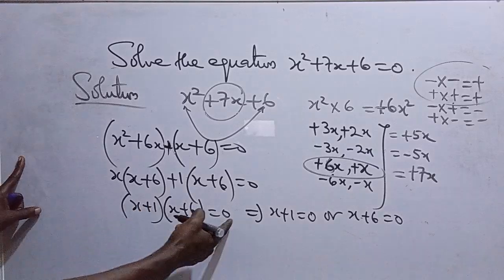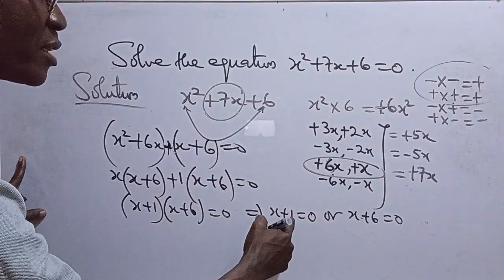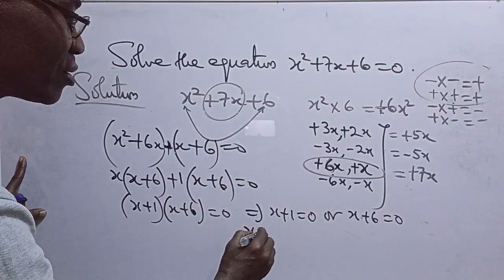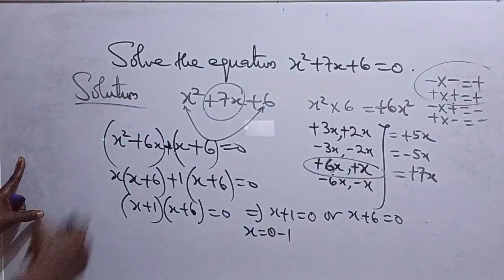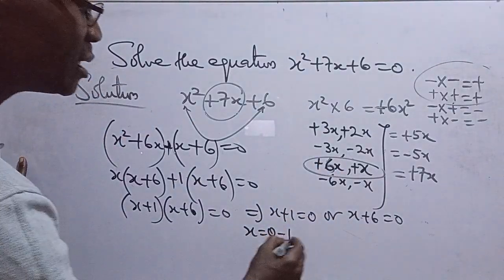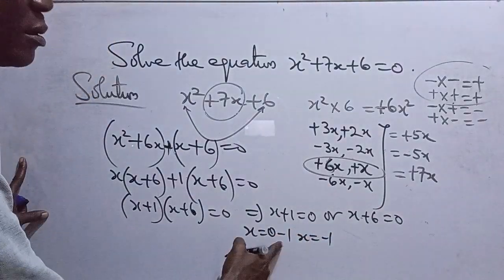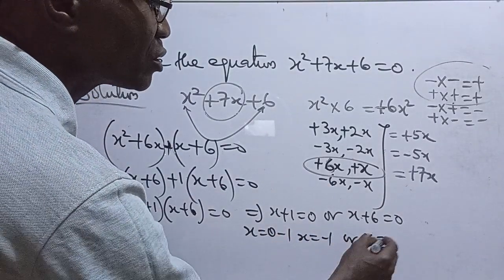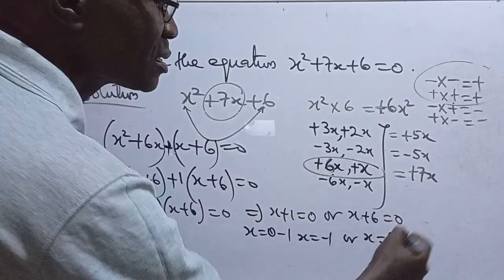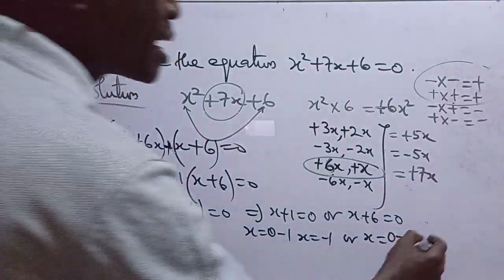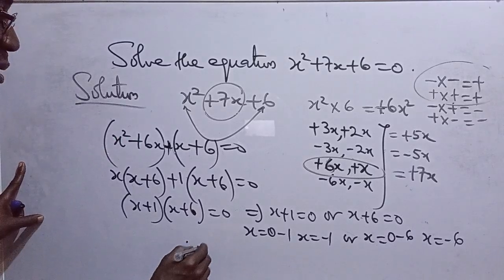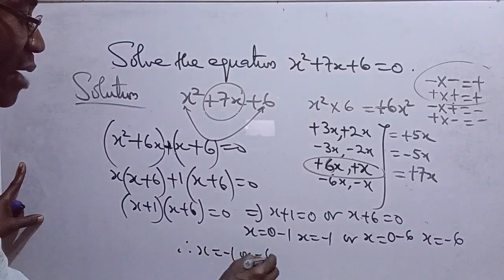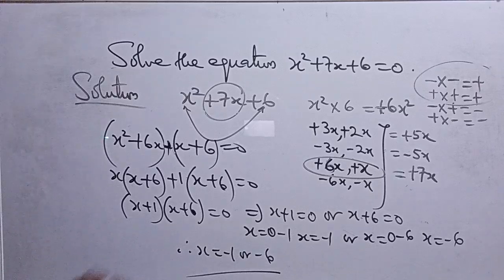Yes, this is equal to 0 or this. So that means if you transfer 1 here, it becomes x is equal to 0 minus 1. So anytime you are moving from one side to another, the sign will change. And this was x equals minus 1, or x is equal to 0. You transfer plus 6 here, it becomes minus 6. So x is equal to minus 6. Therefore, x is equal to minus 1 or minus 6. So the solution to this problem is x equals minus 1 or minus 6.